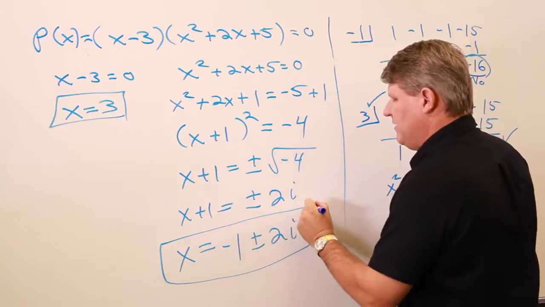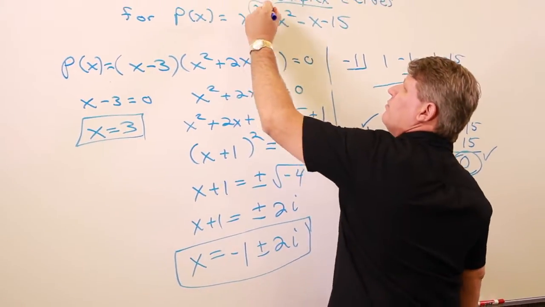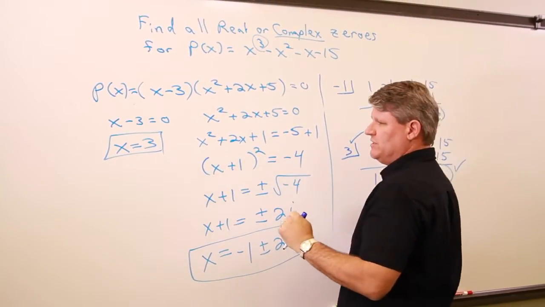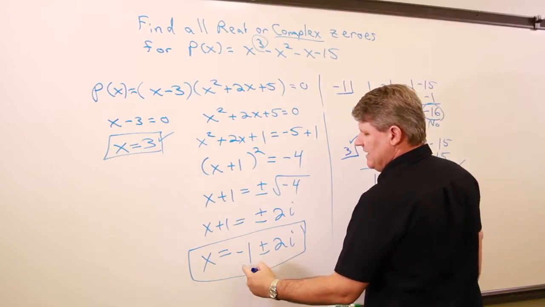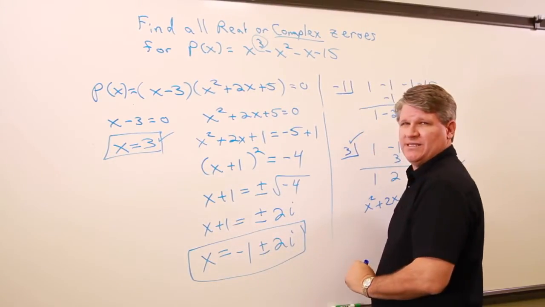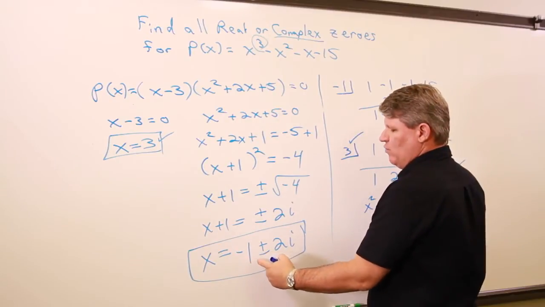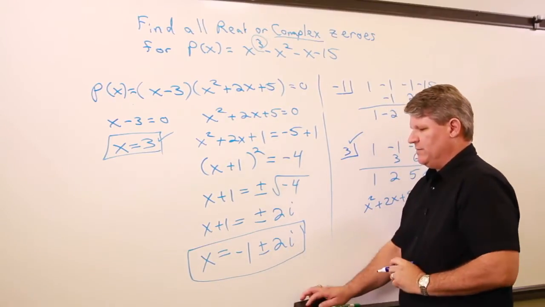Again, remember I said if we have a third degree polynomial, I should have 3 solutions, and I do. Positive 3 is one of my solutions, negative 1 plus 2i is my second solution, and negative 1 minus 2i is my third solution.